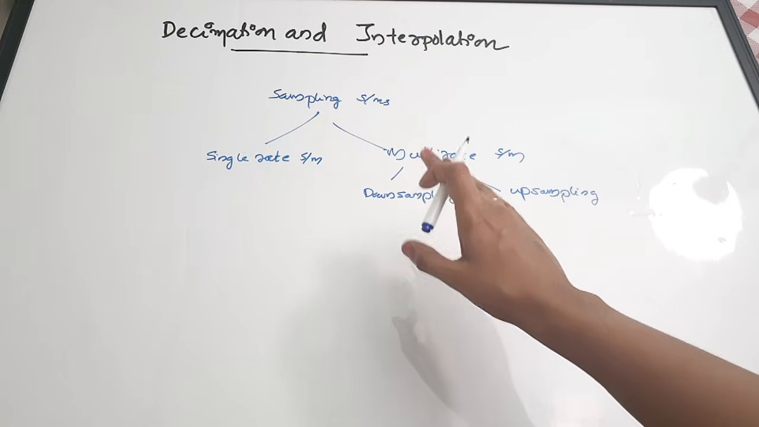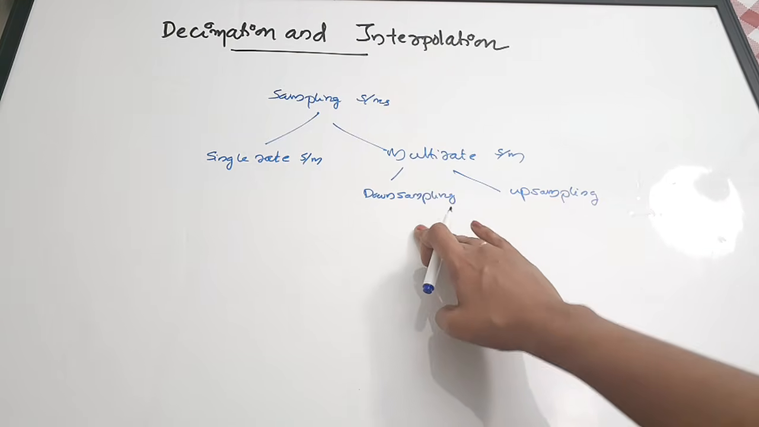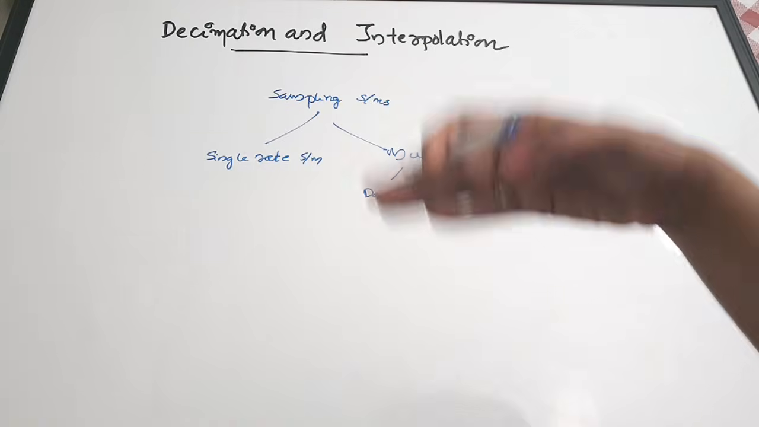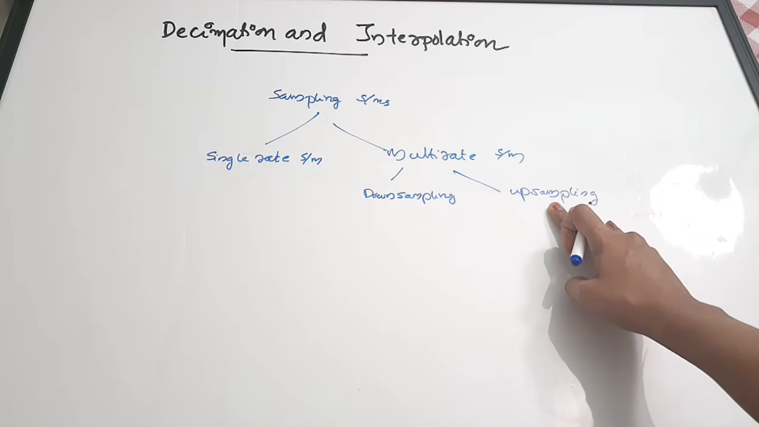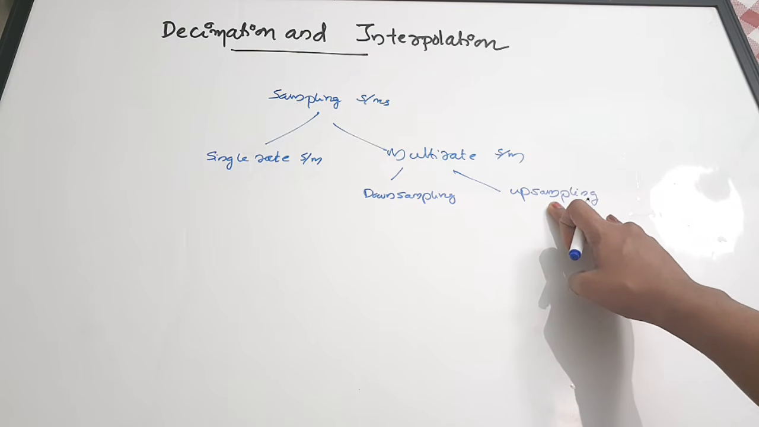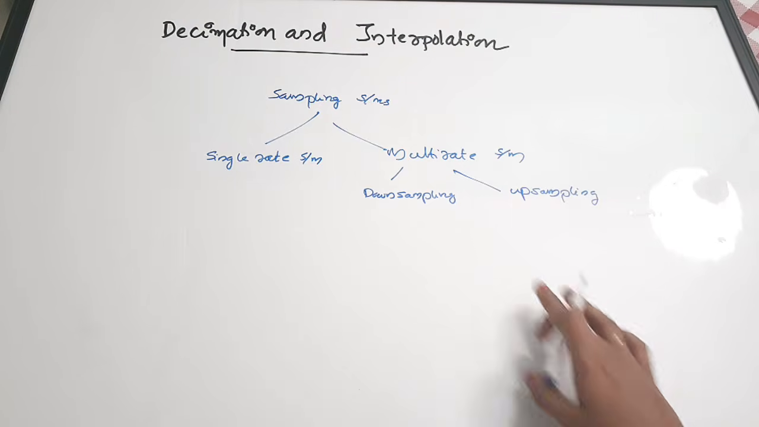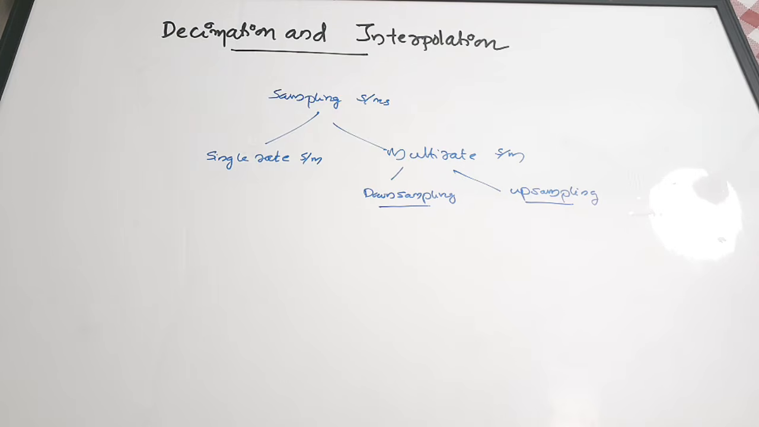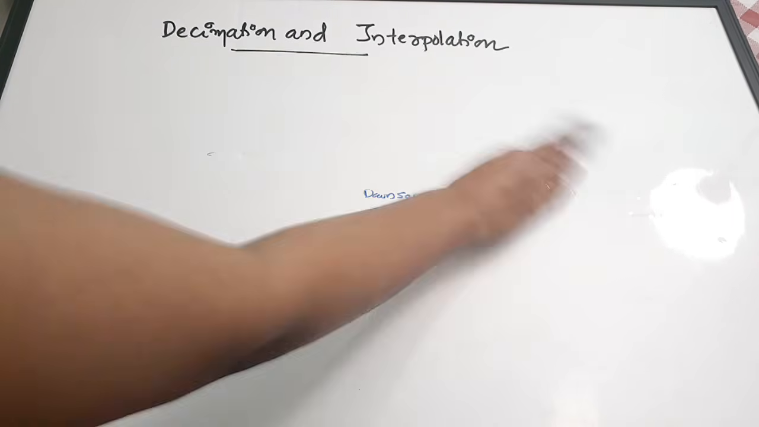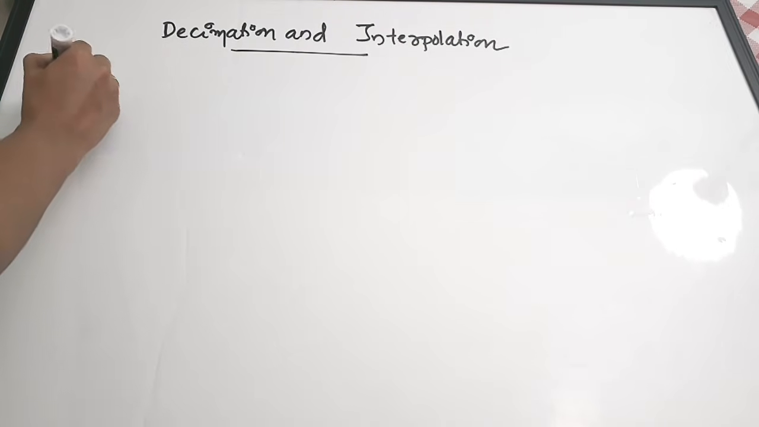First we are going to see downsampling, and while discussing downsampling, we'll see how it is related to decimation. Then we'll discuss upsampling, and also how it is connected to interpolation. So let us discuss the first topic, which is downsampling.